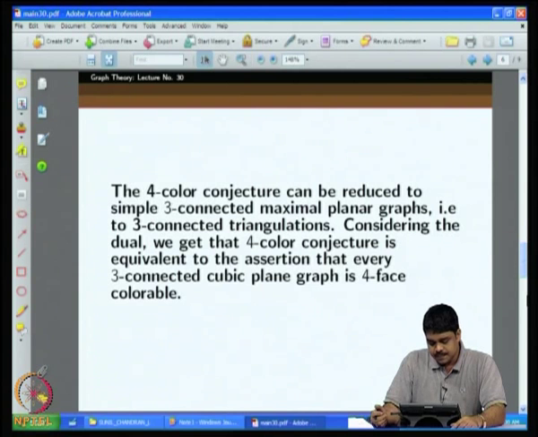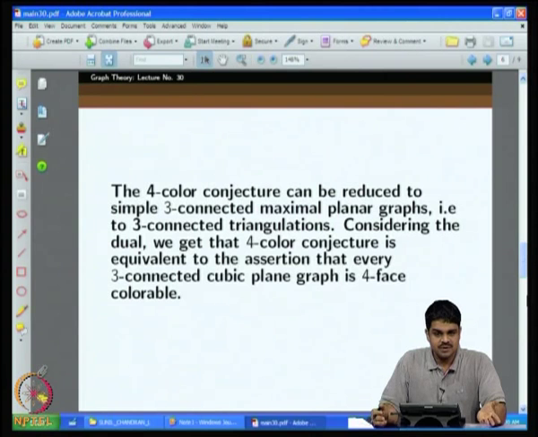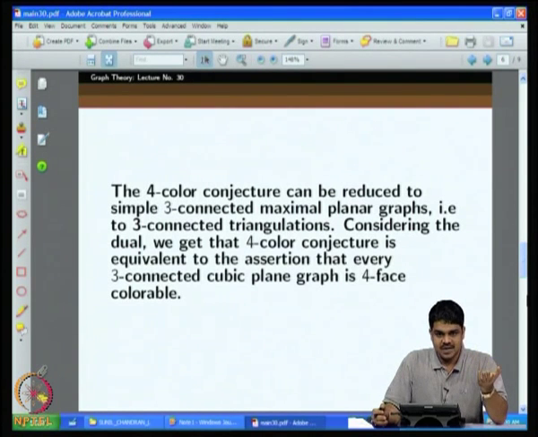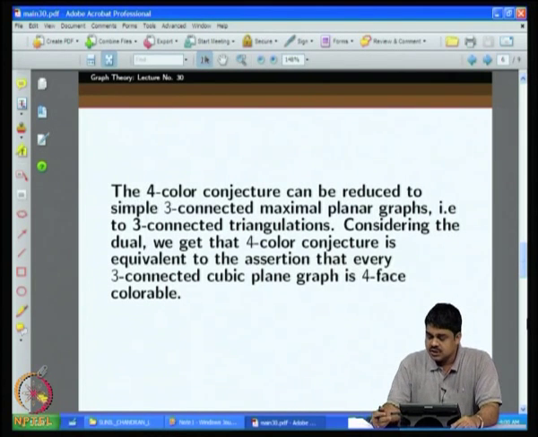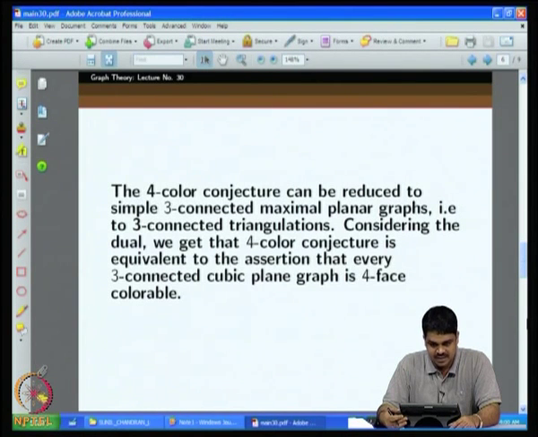So, by some little effort we can show that if you want to prove the 4-color conjecture, we just have to concentrate on 3 connected maximal planar graphs. You can always make it maximal by adding more edges, because the chromatic number can only increase by adding more edges. Therefore, if you show it for the maximal case itself, that is enough. Now, instead of looking at these 3 connected triangulations, which are the maximal planar graphs, we will rather look at its dual.